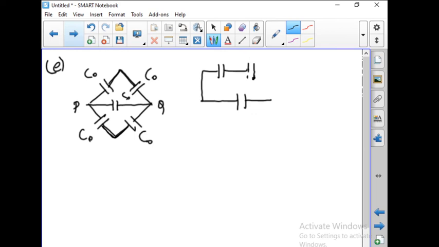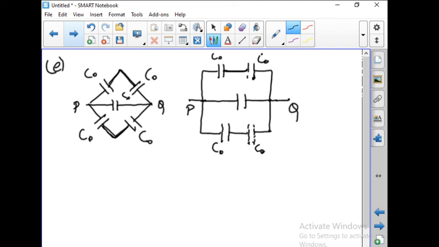These two capacitors are drawn like this. Similarly, the other two capacitors are drawn like this. PQ. So you have to calculate the effective capacitance of these two capacitors first, and then these two capacitors, and then these three capacitors will be connected in parallel. So let us take this first combination. Can name it as CS1.